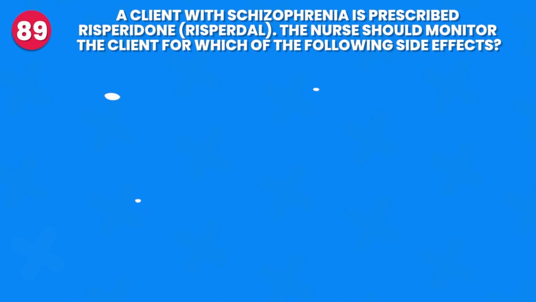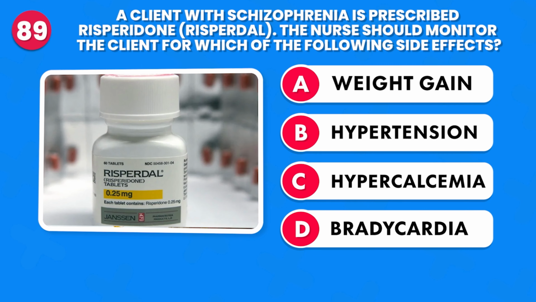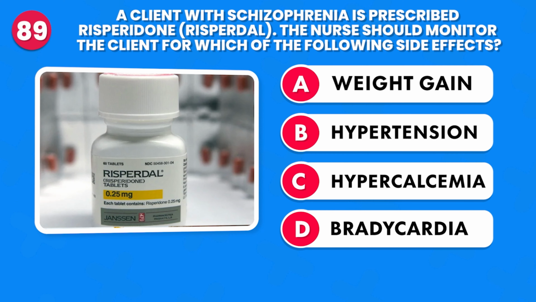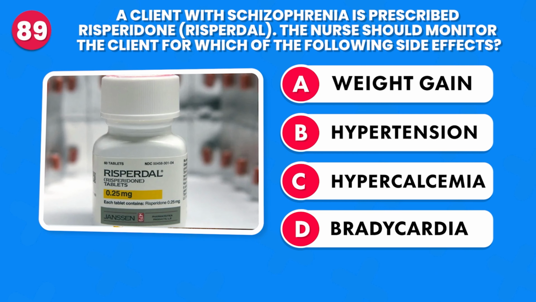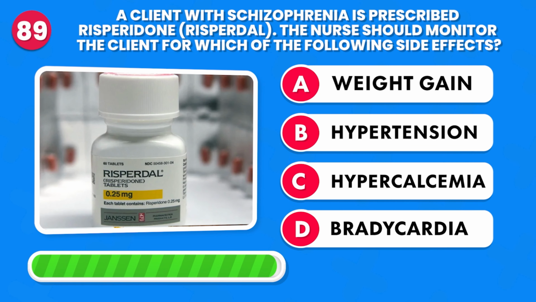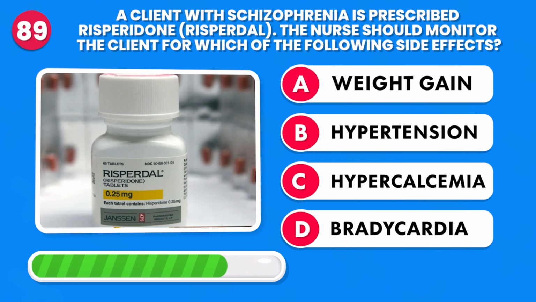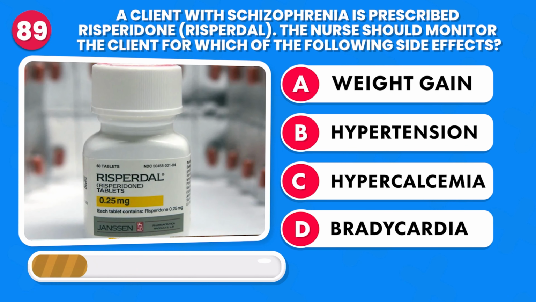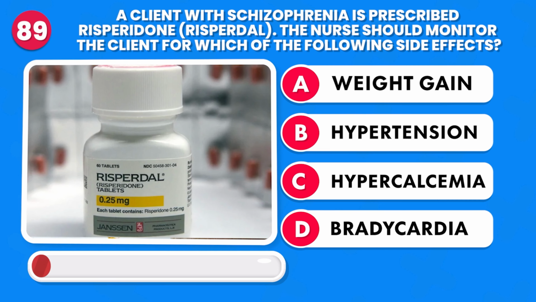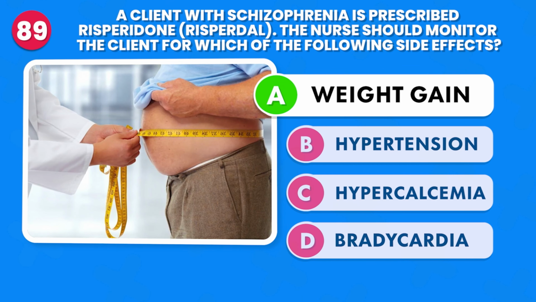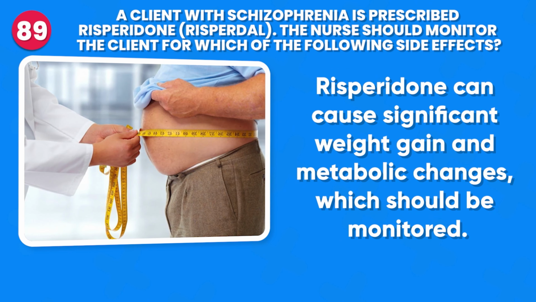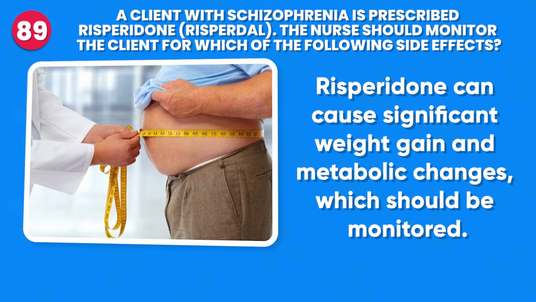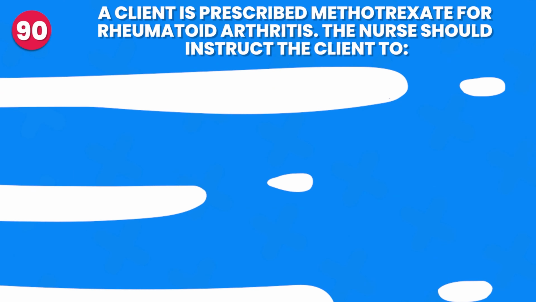A client with schizophrenia is prescribed risperidone, Risperdal. The nurse should monitor the client for which of the following side effects? A, weight gain, B, hypertension, C, hypercalcemia, D, bradycardia. It's A, weight gain. Risperidone can cause significant weight gain and metabolic changes, which should be monitored.